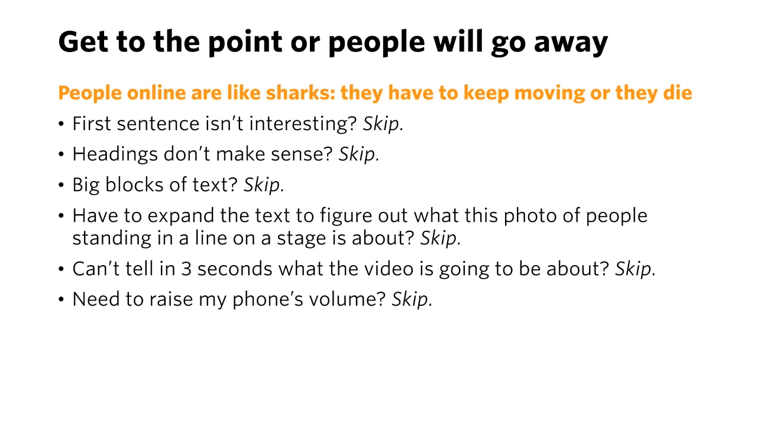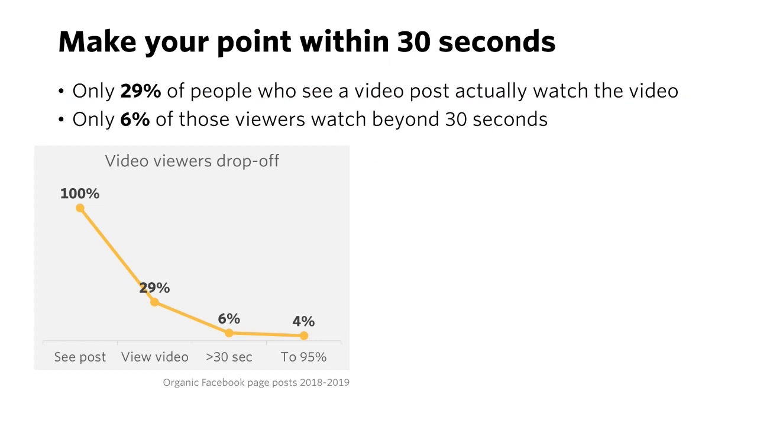Speaking of video, a couple of other points about videos. Generally online, unless it's YouTube or something specific you want to talk about, videos should be less than 30 seconds. These are stats, if you look at the chart, of our organic Facebook posts for Transurban between 2018 and 2019. Organic means posts, in this case videos, that were posted on our Facebook page.